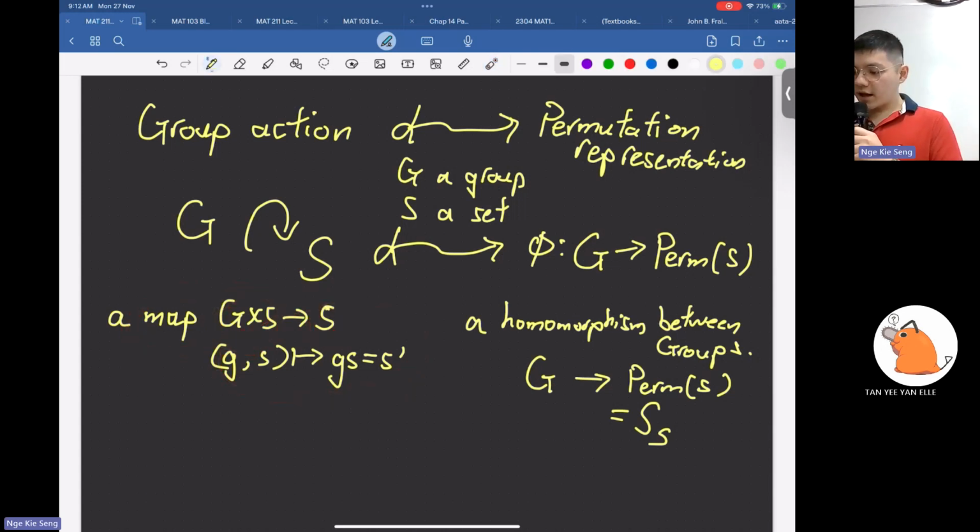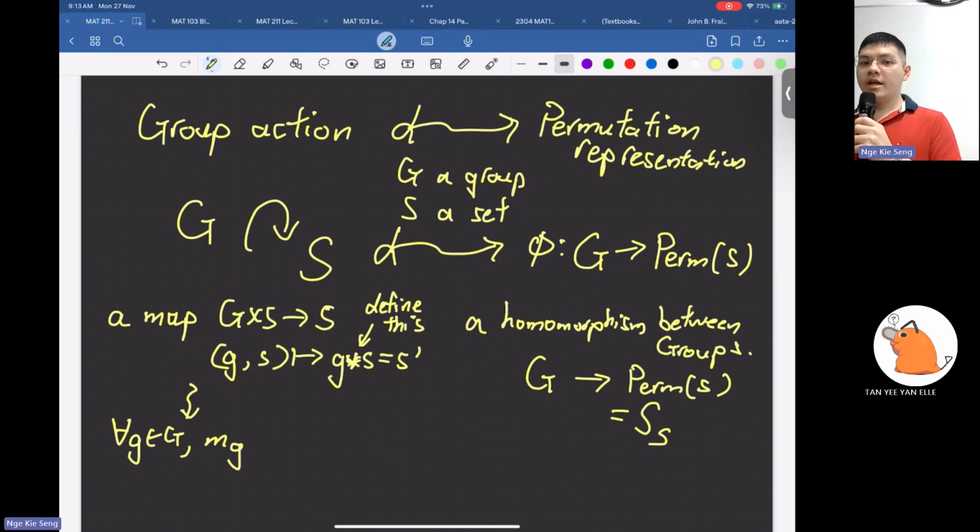So you need to tell me how they compose. If you're going to tell me this map, how they compose here is important. You need to define this. In other words, if you just look at a single element G and how it acts on all the elements X, you can see that X gets sent to GX.